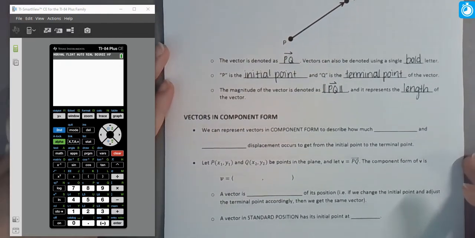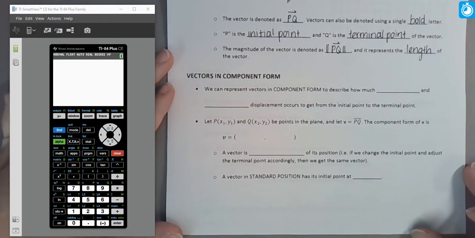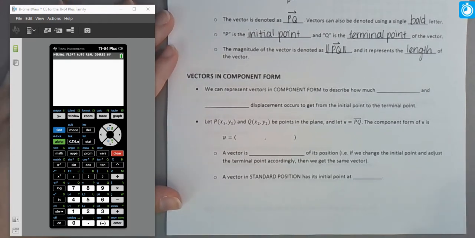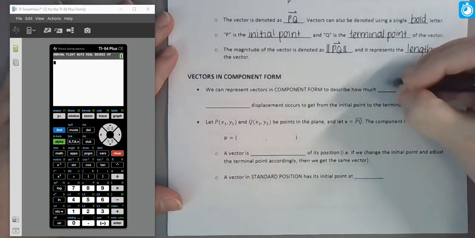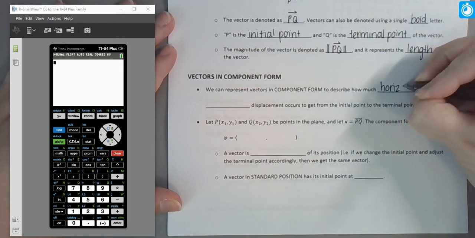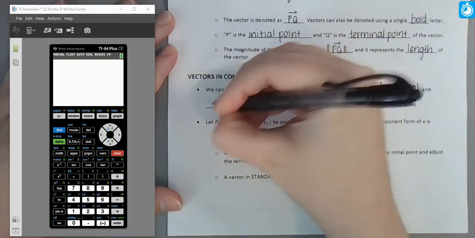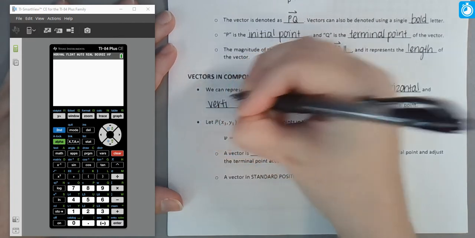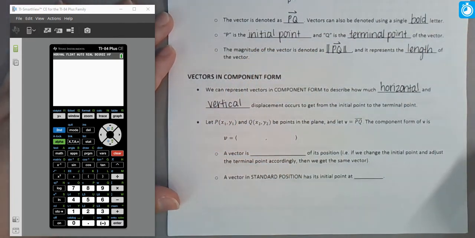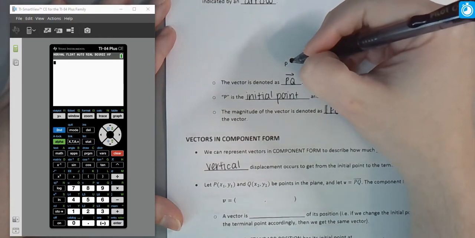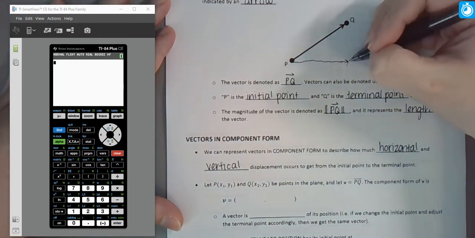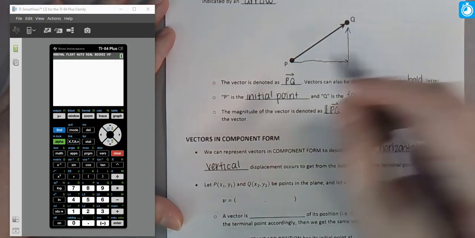Let's talk about how we could actually represent a vector when we have real quantities. One form for representing a vector is what we call component form. Component form allows us to break down the vector, the whole amount, the whole quantity, into components. Specifically, the components represent how much horizontal and how much vertical displacement occur in order to travel from the initial point to the terminal point. If we think of starting at P and traveling towards Q, we travel a specific horizontal amount, and then we travel an additional vertical amount, and that takes us from P to Q.